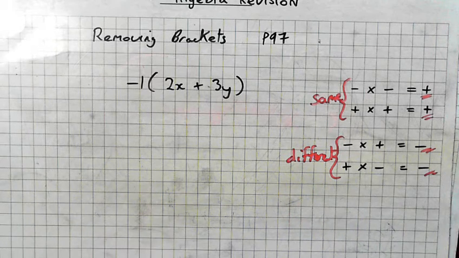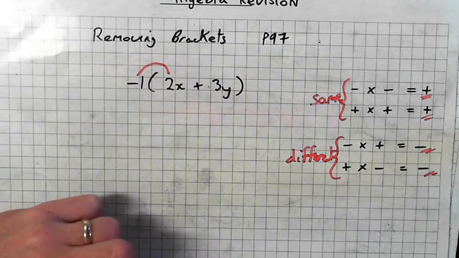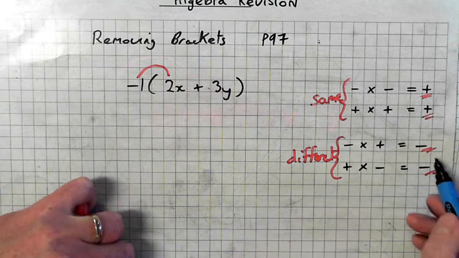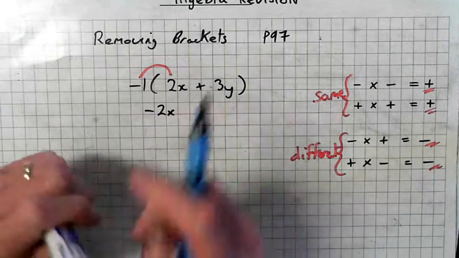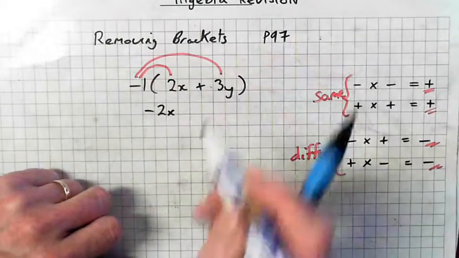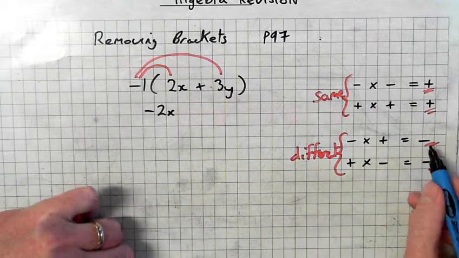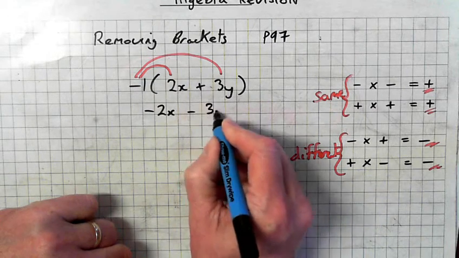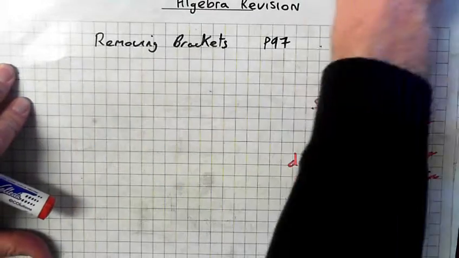Same and different. Okay, so those signs are different. So it's going to be a minus 2x. Minus 1 times plus 3y. The signs are different. It's going to be a minus 2. Right, so we move on a little bit further.